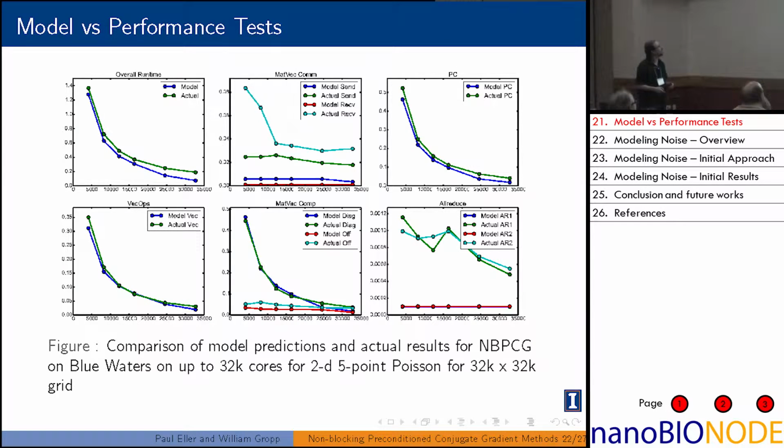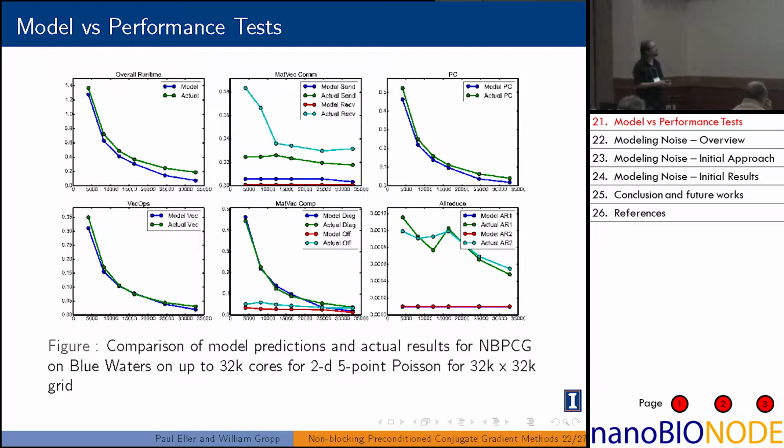So we also wanted to compare the model versus performance results. In general, for all the computation-related modeling, it's pretty close to the model, and the actual results are pretty similar. For the Allreduce, we see big differences, but this is because the model is predicting that we're going to have good overlap, while in the actual implementation, we don't have a good non-blocking Allreduce yet.